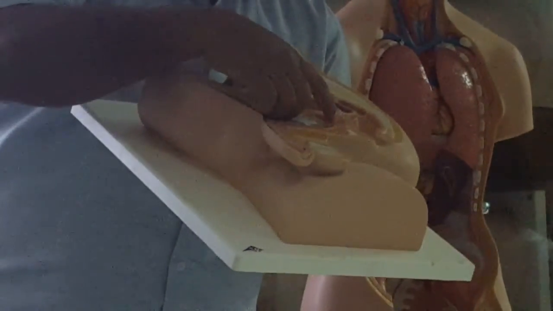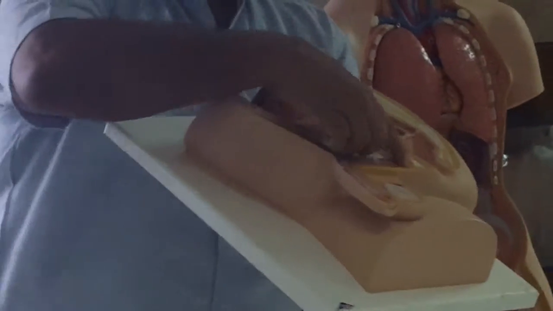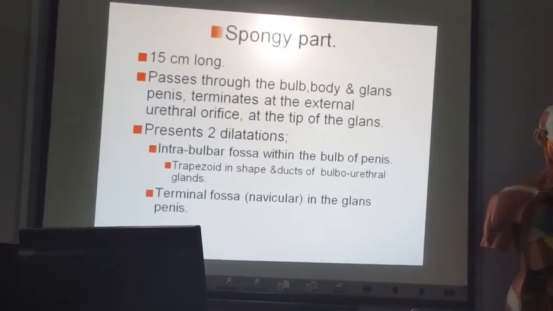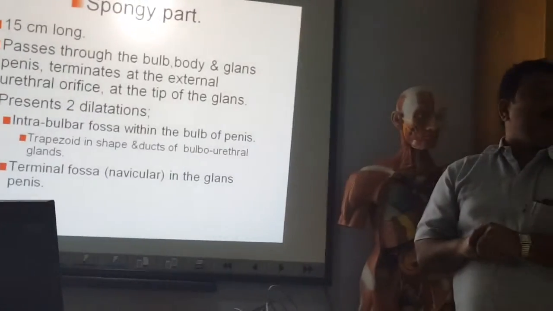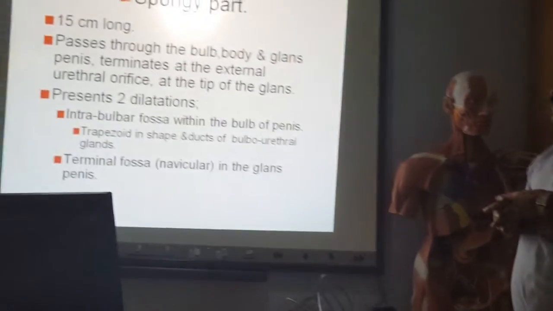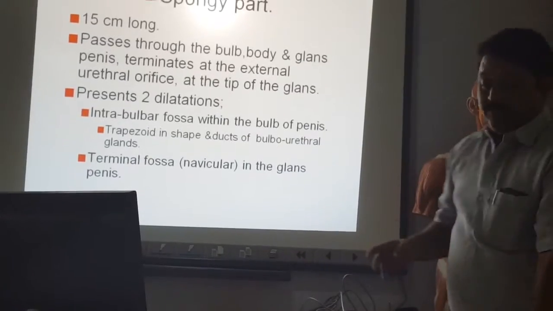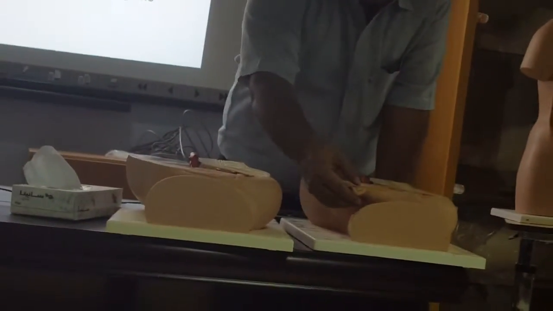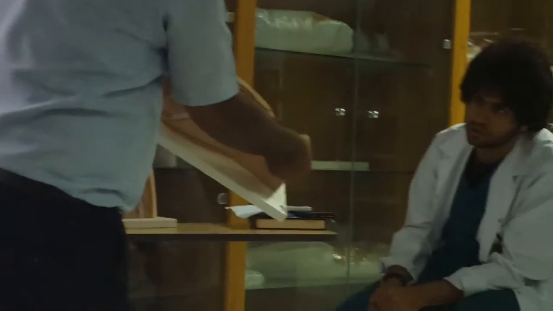It begins in the bulb of the penis. Here is the bulb of the penis. It starts there and terminates at the external orifice. The spongy part of the urethra presents two dilatations: the intrabulbar fossa and the terminal fossa. Here you can see a slight dilatation in the terminal part, and in the bulbar part you have a slight dilatation.